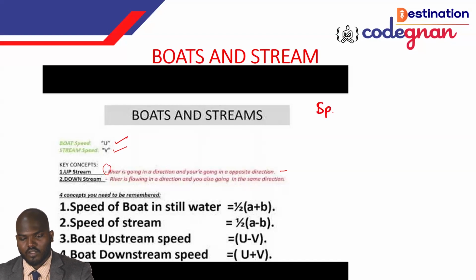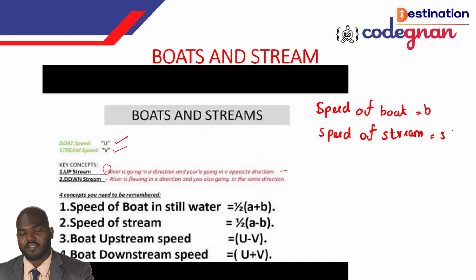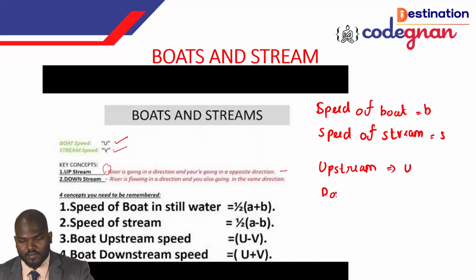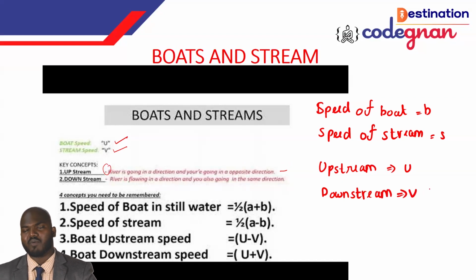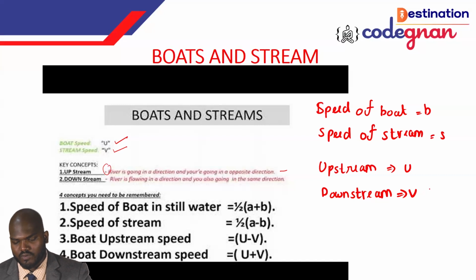So you can call the speed of the boat b, and the speed of the stream s. I'm calling them this for your familiarity, because we can handle the formula from different perspectives, but you just need to use the familiarity of the topic well. Upstream we can call u, and downstream we can call v, because if we call it d that would be confusing here.